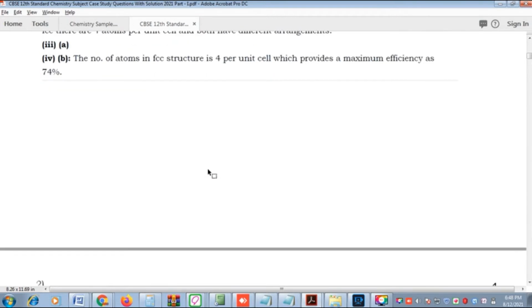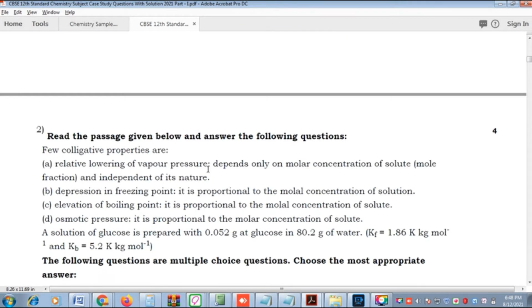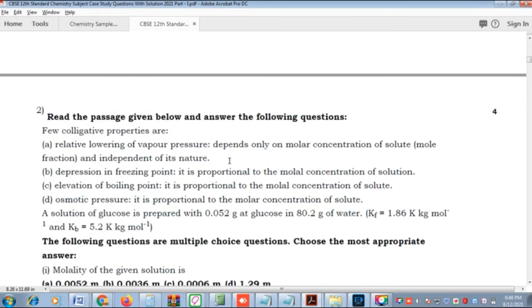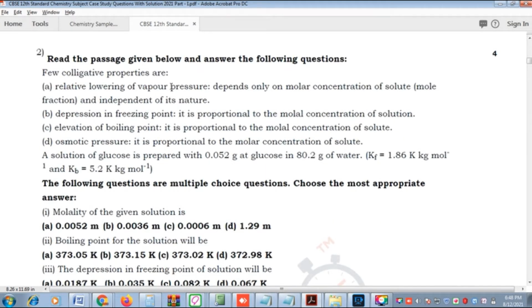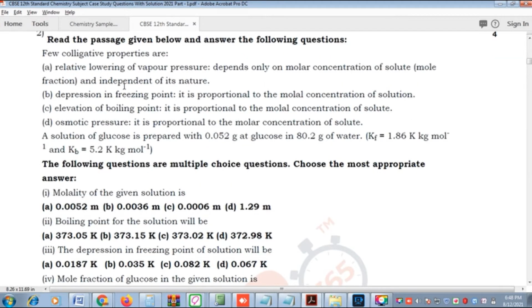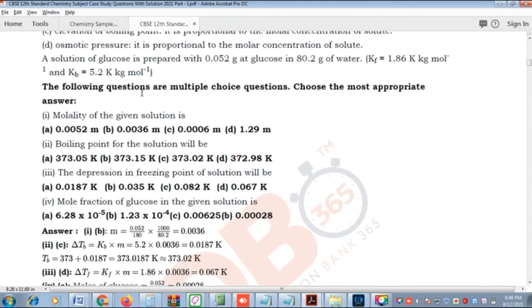Moving on to the second question, the same as before: read the passage given below and answer the following questions. They are giving something related to equations. Four different questions are asked based on the above passage. The following questions are multiple choice questions. Choose the most appropriate answer. It will be easier for you to attempt, because multiple choice questions are much better compared to assertion-reason and subjective questions.